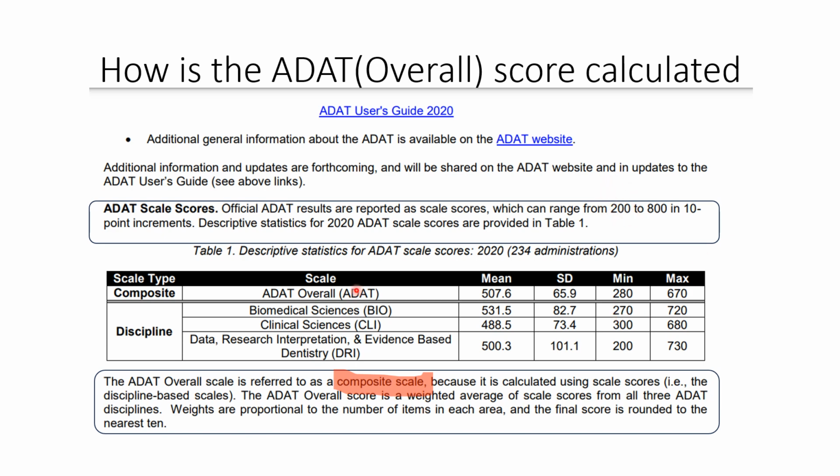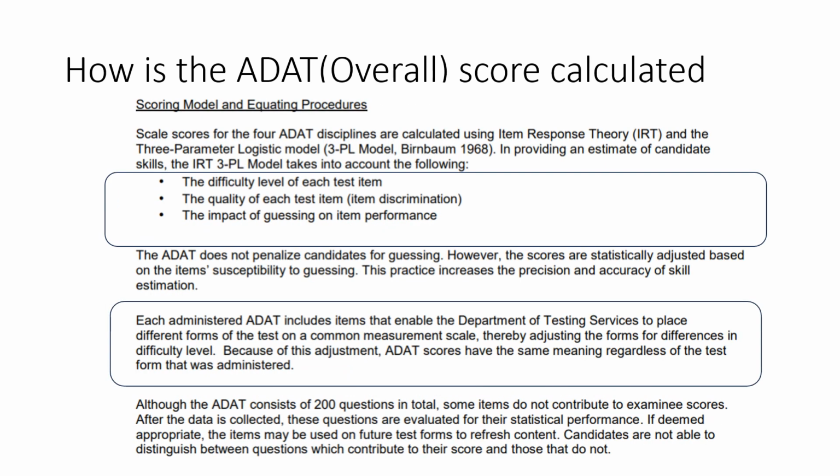The maximum ADAT score is 800, while the minimum score is 200. After the exam you get four scores. There are scores for individual sections, namely biomedical science, clinical science, and data science. Each has its individual score, and based on these three scores, you get a composite score or weighted average score, which is your ADAT overall score. But this is not the exact average, which I'll show you later.